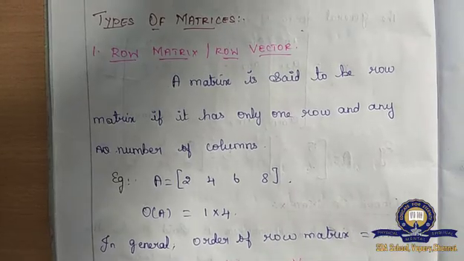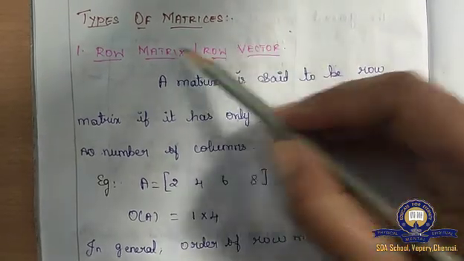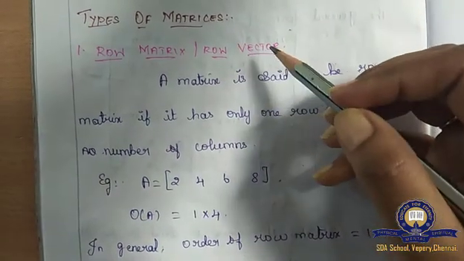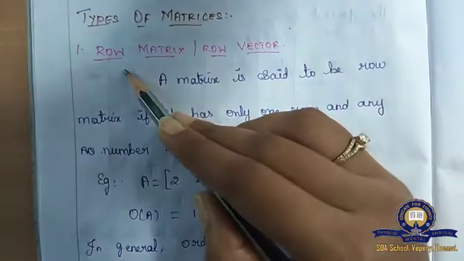In the beginning we have seen order of the matrix and elements of the matrices, right? Now the third concept is types of matrices. Here we have 9 types of matrices. The first matrix is the row matrix.